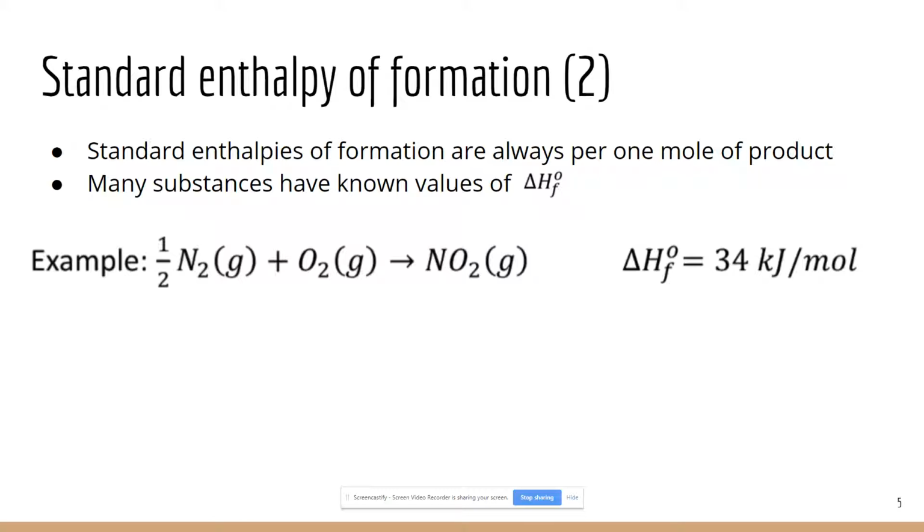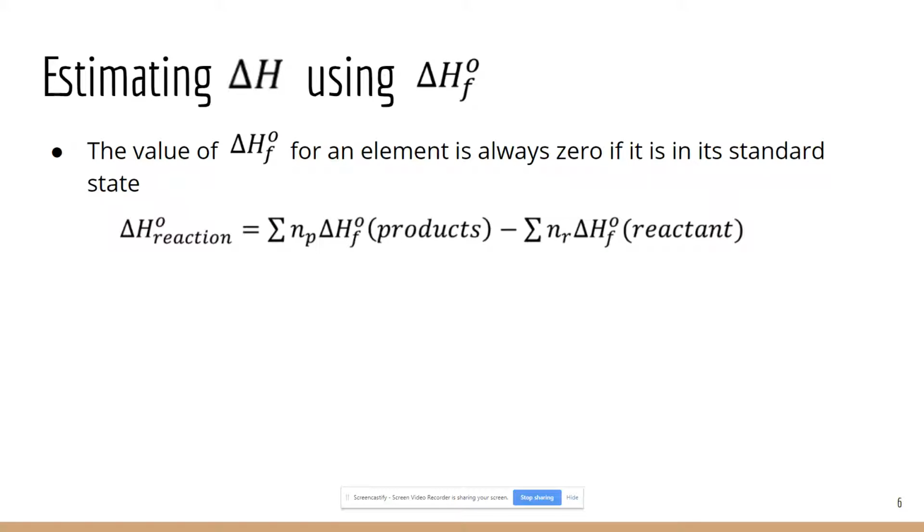So this is an example. This is showing the formation of NO2 from its reactants. It's always for 1 mole of product. That's why I needed the 1/2 before the N2 with the reactants. And then that delta H value is known, and therefore I could actually use this to determine my overall, if NO2 is a reactant or product, I could use that 34 kilojoules per mole to help me determine delta H of the reaction.